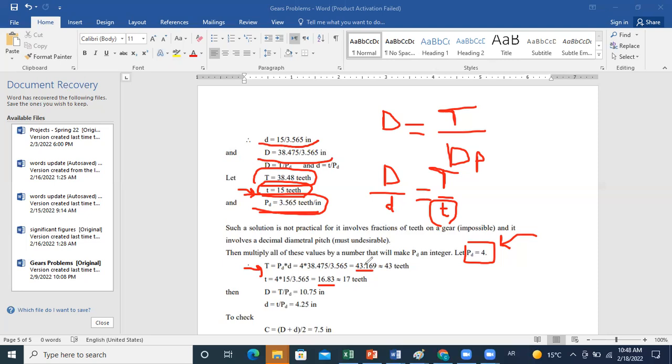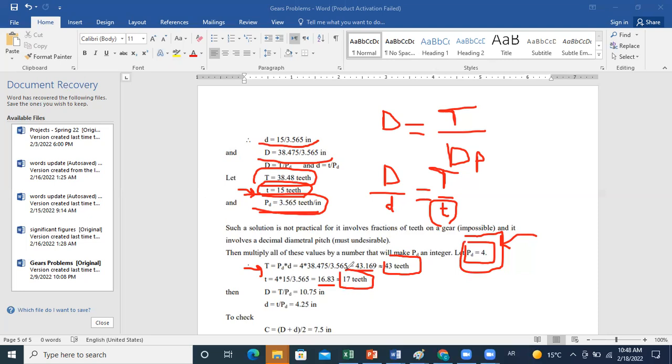So we can say that a good combination will be to take a diametral pitch of 4, a number of teeth of 43 for the gear, and a number of teeth of 17 for the pinion. And of course, before doing this, I should check that these sizes are available.